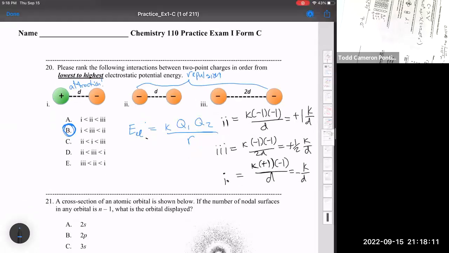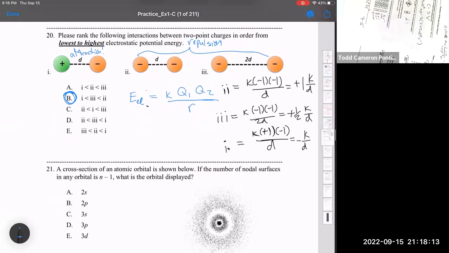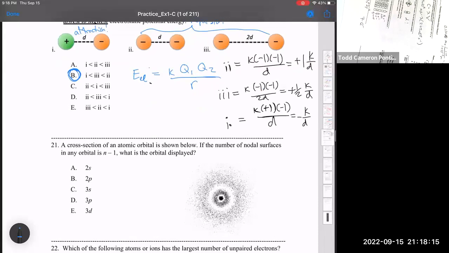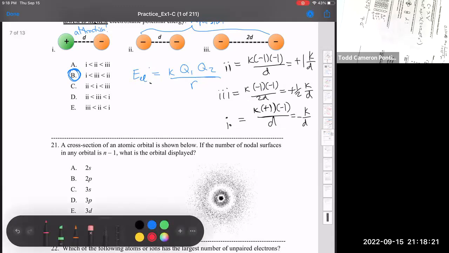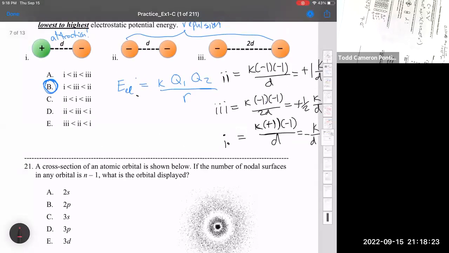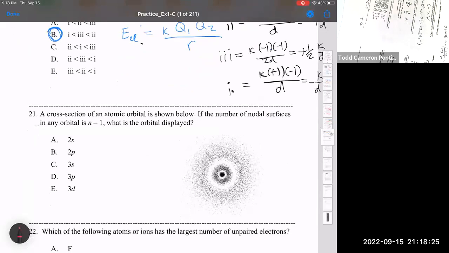Okay. All right. A cross-section of an atomic orbital is shown below. If the number of nodal surfaces in any orbital is n-1, what is the orbital displayed? Okay. First of all, we've got this kind of circular spherical arrangement. What type or what letter would go with that? S. So this is most assuredly an S orbital.